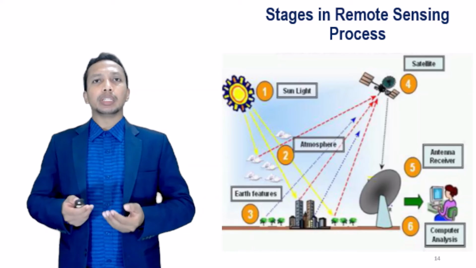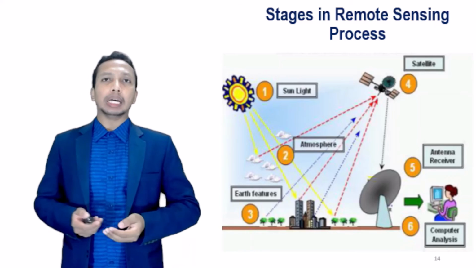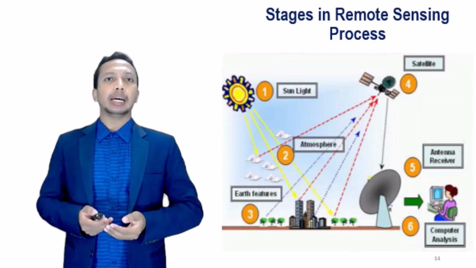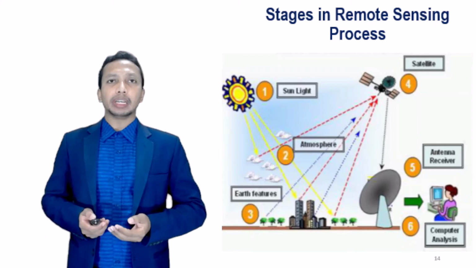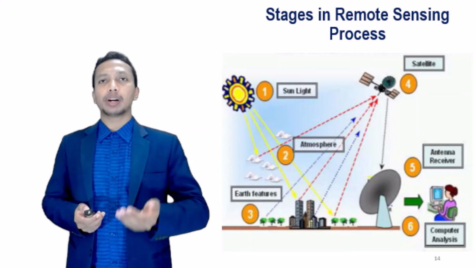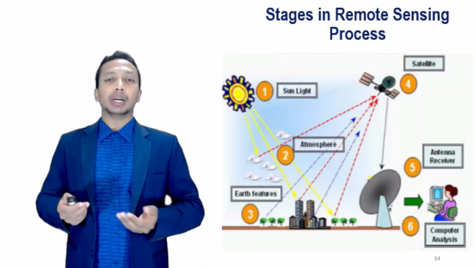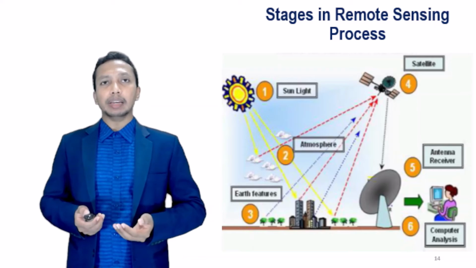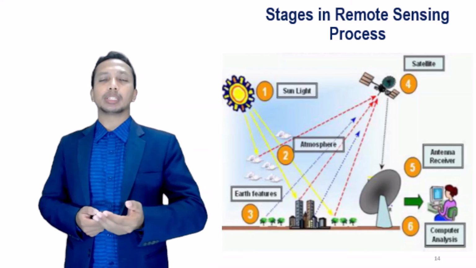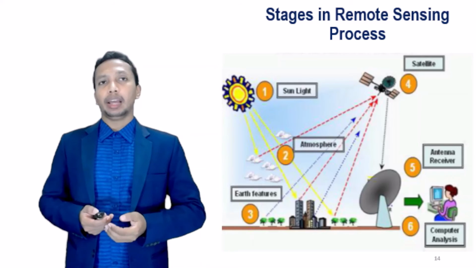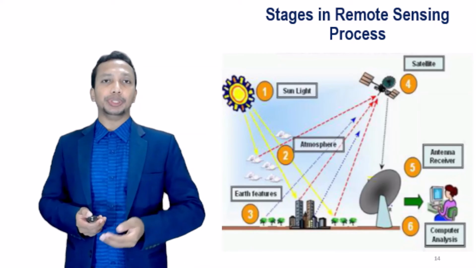Stages in the remote sensing process. Number 1, energy source. Number 2, energy interaction with the atmosphere. Number 3, interactions of energy with Earth's surface features. Number 4, recording of energy by the sensor. Number 5, data transmission and processing. Number 6, image processing and analysis. And then number 7, application.